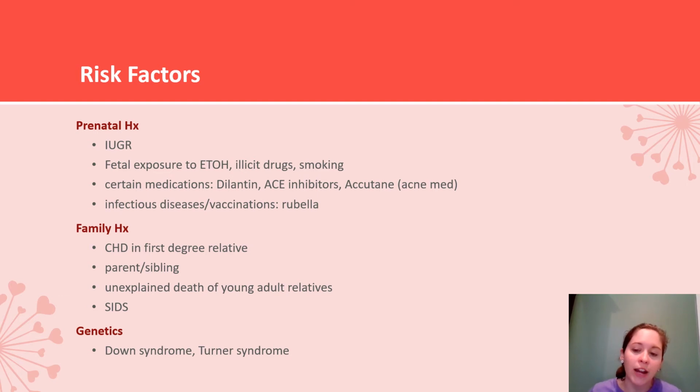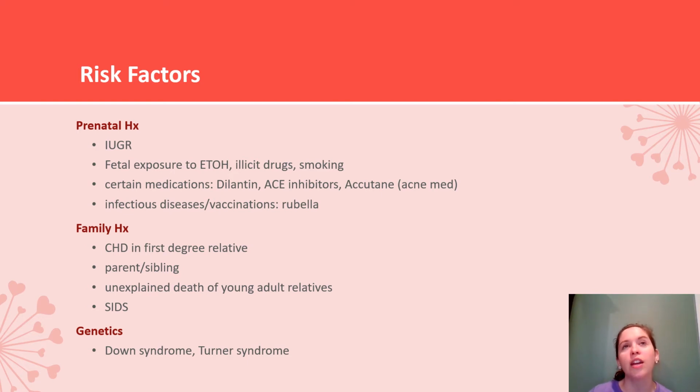So that's why we always do pregnancy tests in our adolescents before they get any kind of vaccine or certain medications or certain procedures done. Also, medications like Dilantin, which is a seizure medication, Accutane, an acne medicine, thinking about our adolescent again, and our ACE inhibitors, which are a blood pressure medication. Those medications can also put the patient more at risk for developing a congenital heart defect if exposed while in utero.